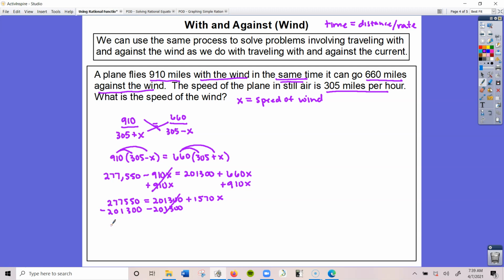and we get here 76,250 is equal to 1,570x. So divide. And we get that x is equal to 48.6. And this, remember, x represents the speed of the wind. So our units here are miles per hour.